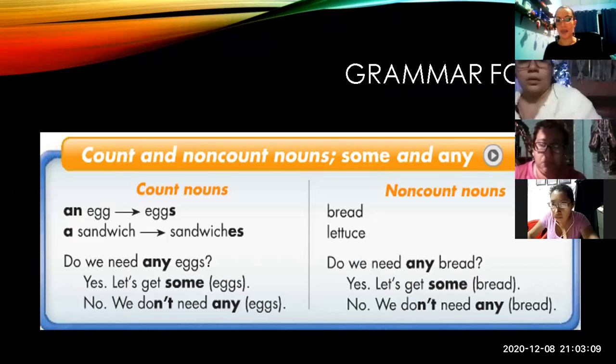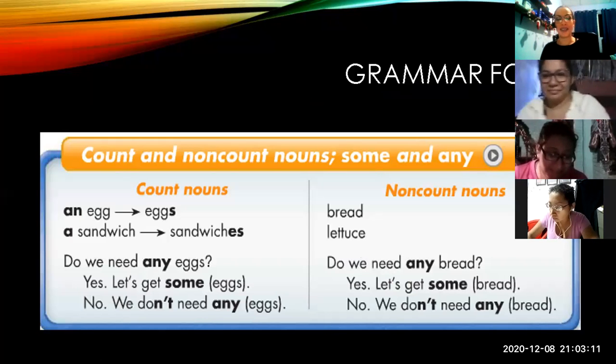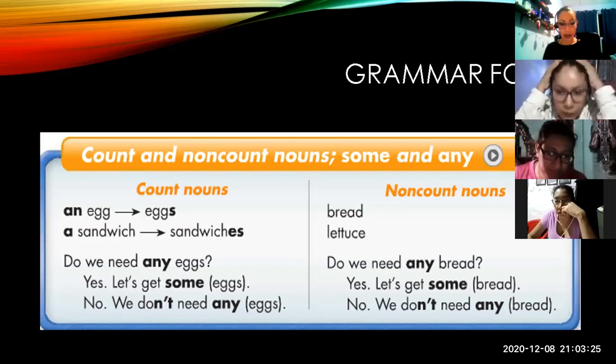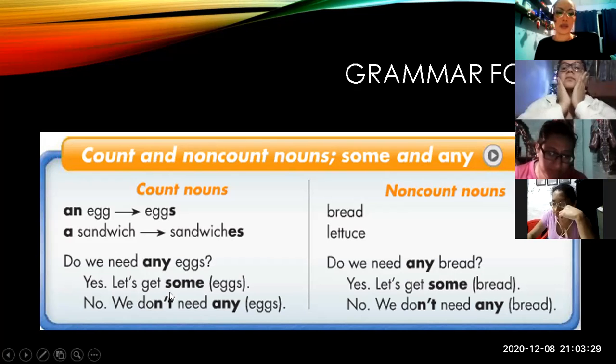No. Okay, I know that sometimes it's difficult because you have to work and there is no time. Okay. Let's make a quick review. Vamos a hacer un pequeño repaso. Ayer decíamos acerca del uso de some, any, contables e incontables.